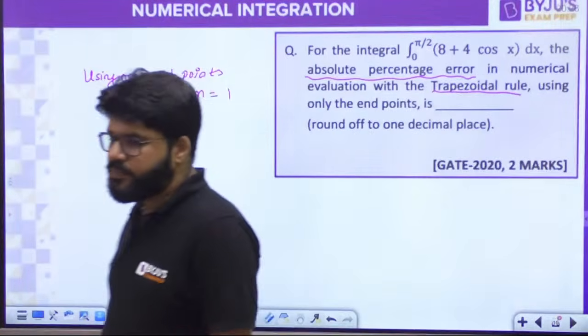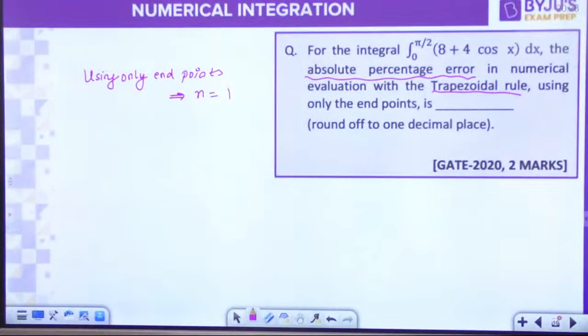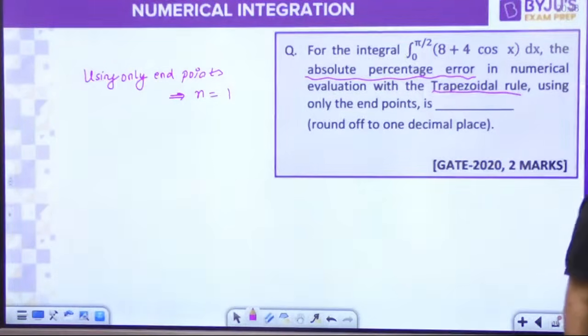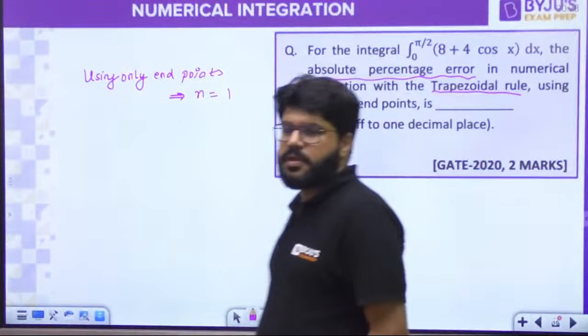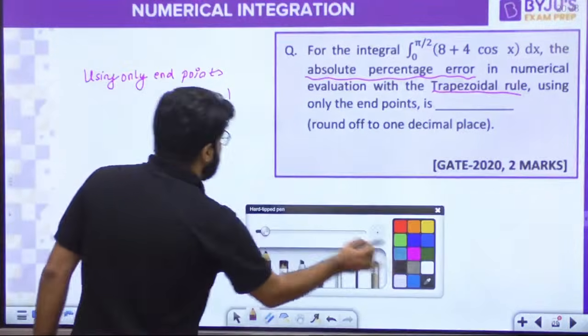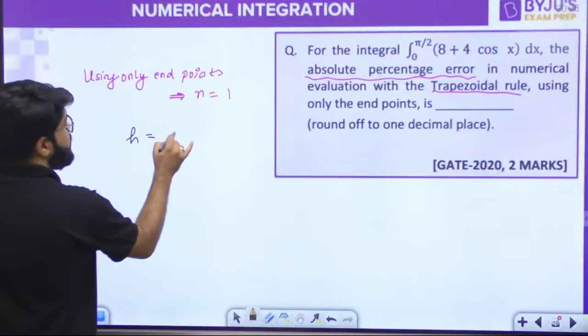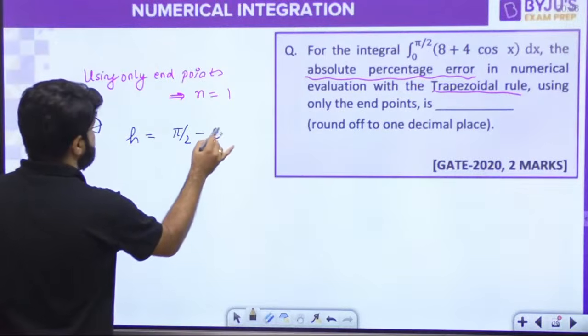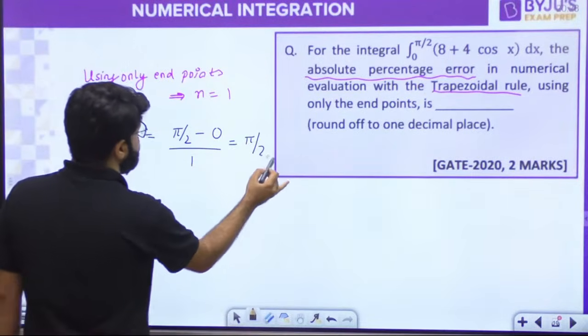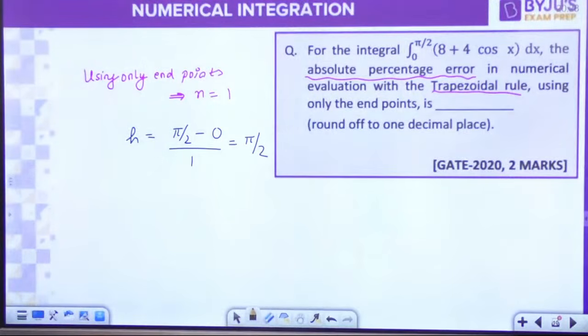ठीक है? That is what it should mean here. ठीक है, cool. Right, n equal to 1 है यहाँ पे. So now, if n is equal to 1, what will be the interval size? Step size is b minus a divided by n. So step size will also be pi by 2. Just one step only.